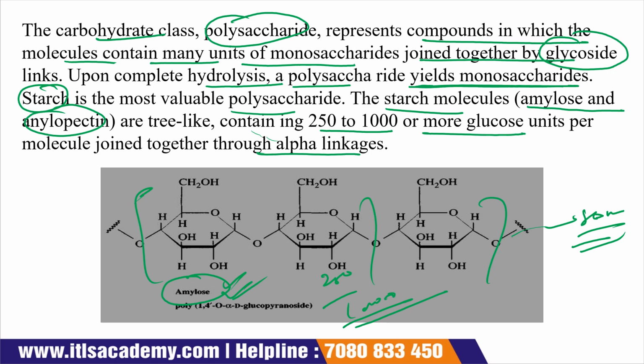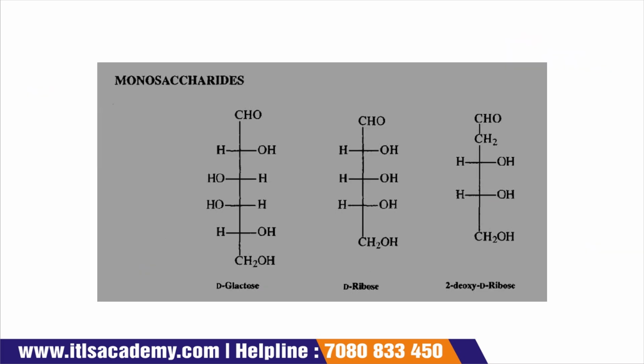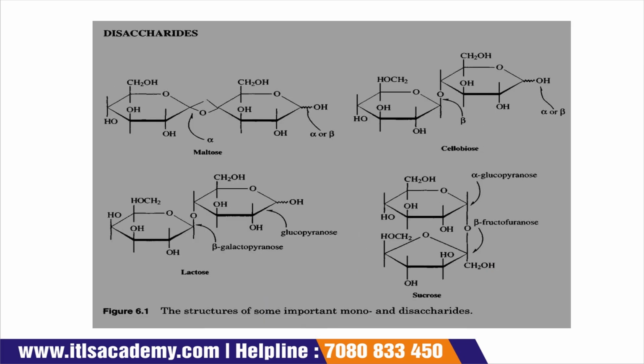Now the next is the monosaccharides. This is a representation of the monosaccharides, that is D-galactose, D-ribose, and 2-deoxyribose. The first one is D-galactose, then D-ribose, then 2-deoxy-D-ribose. Okay. Now the next is the disaccharides. This is your maltose, then cellulose, then this is your sucrose, then lactose.